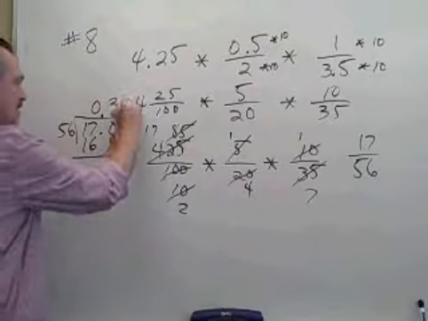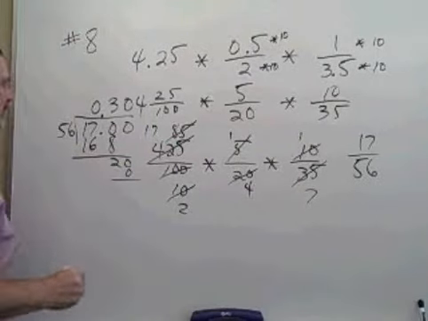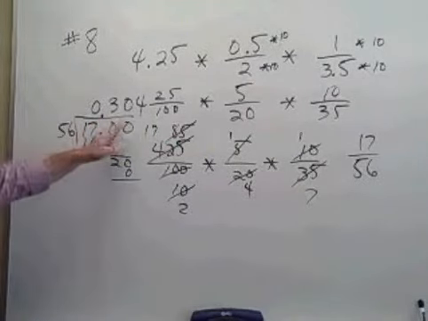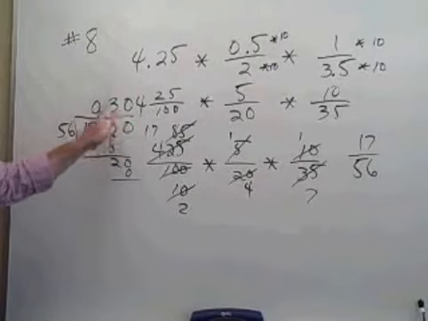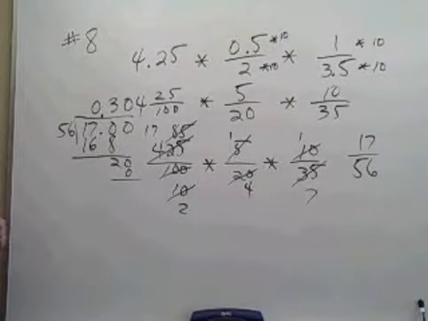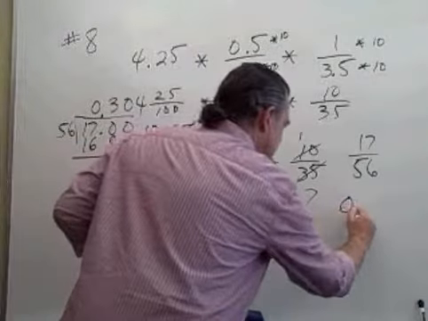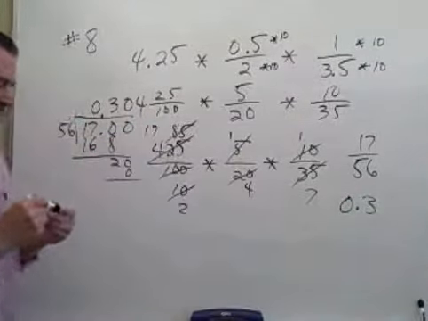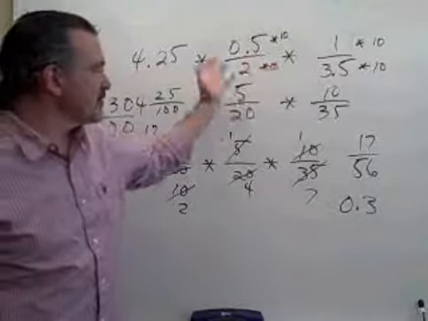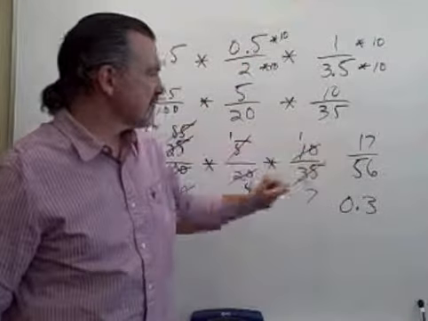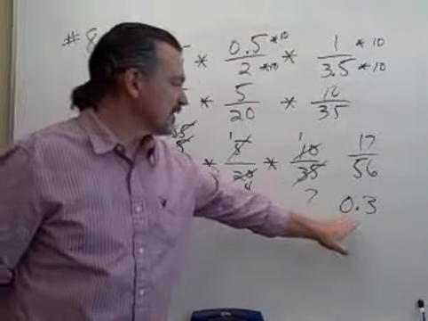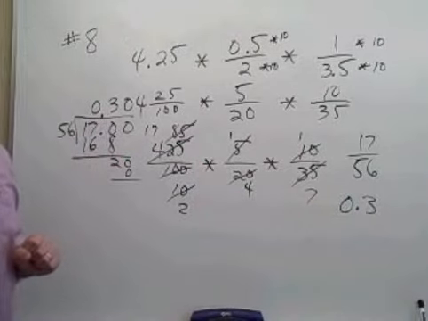56 won't go into 20. And so that gives me a 0 here in the hundredths place. So when I'm doing my rounding off to the nearest tenth, it would simply be 0.3. So the product of those numbers as a fraction is 17/56, and a decimal equivalent to the nearest tenth is 0.3.